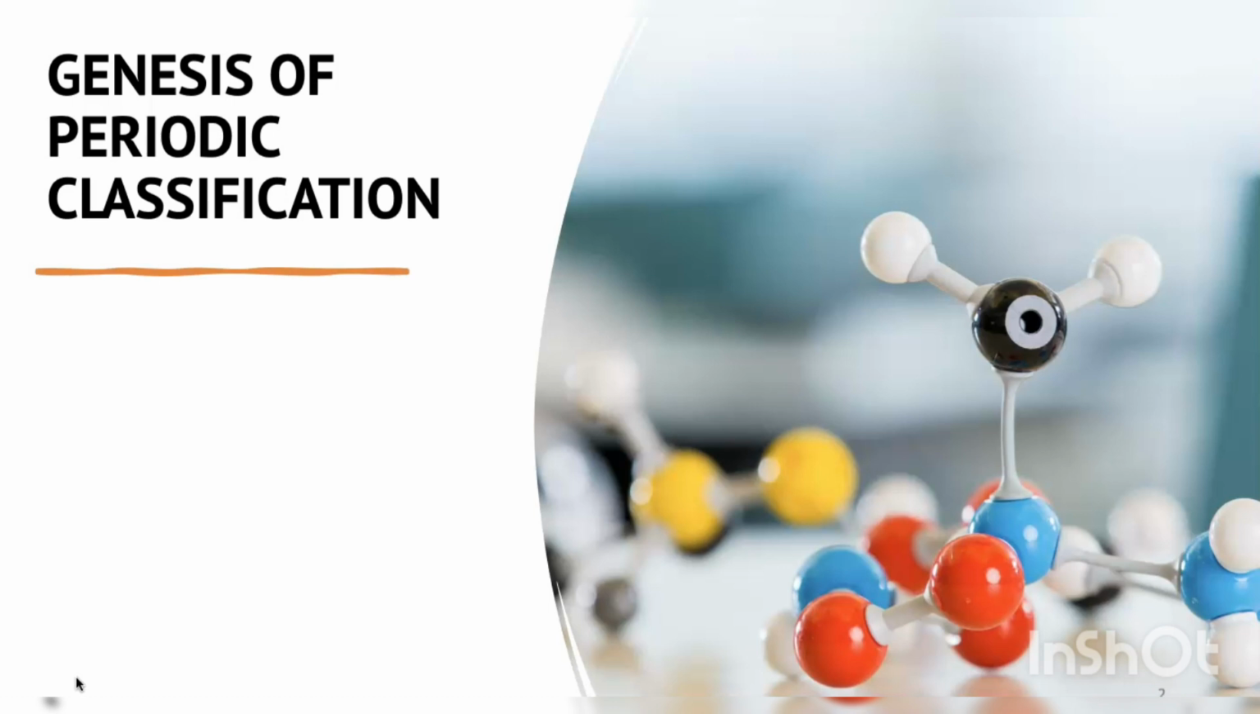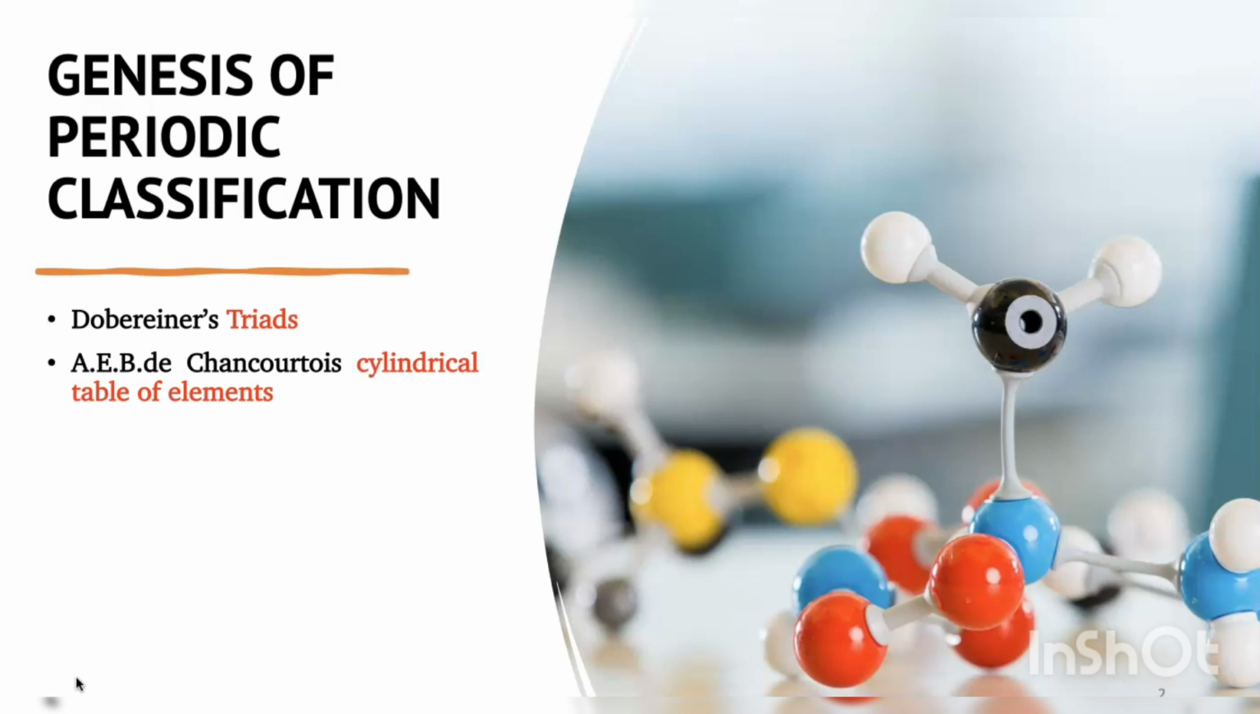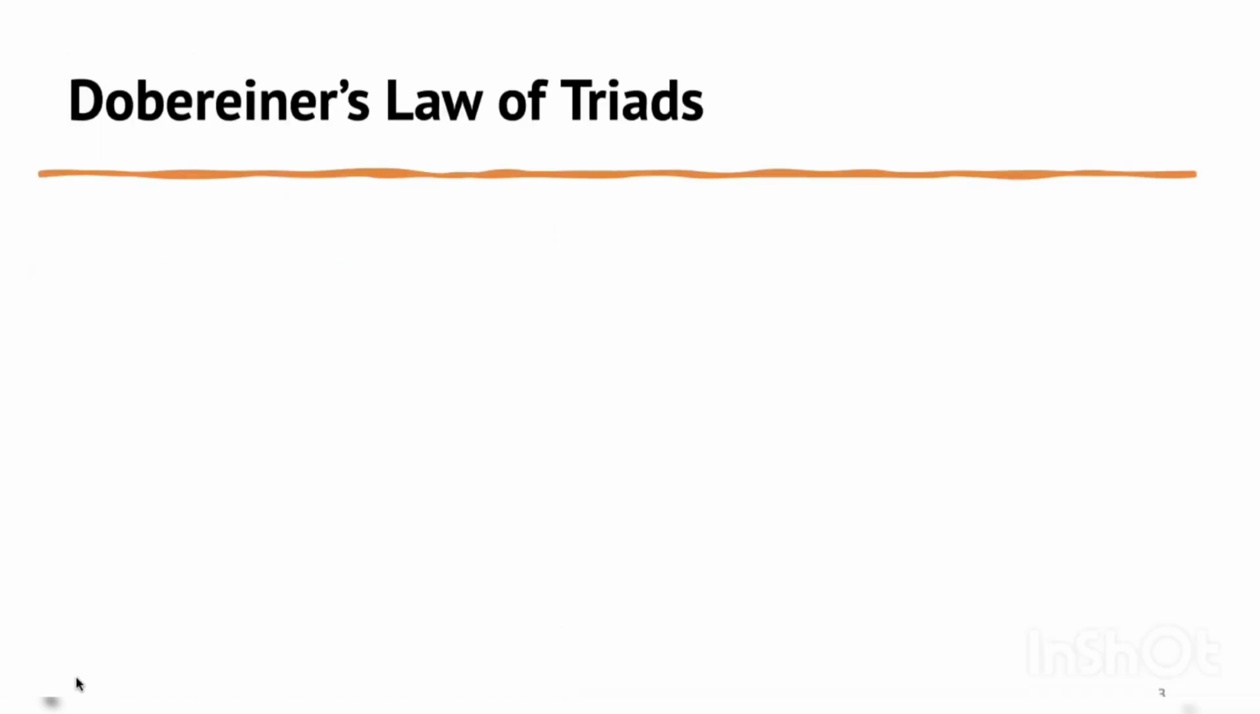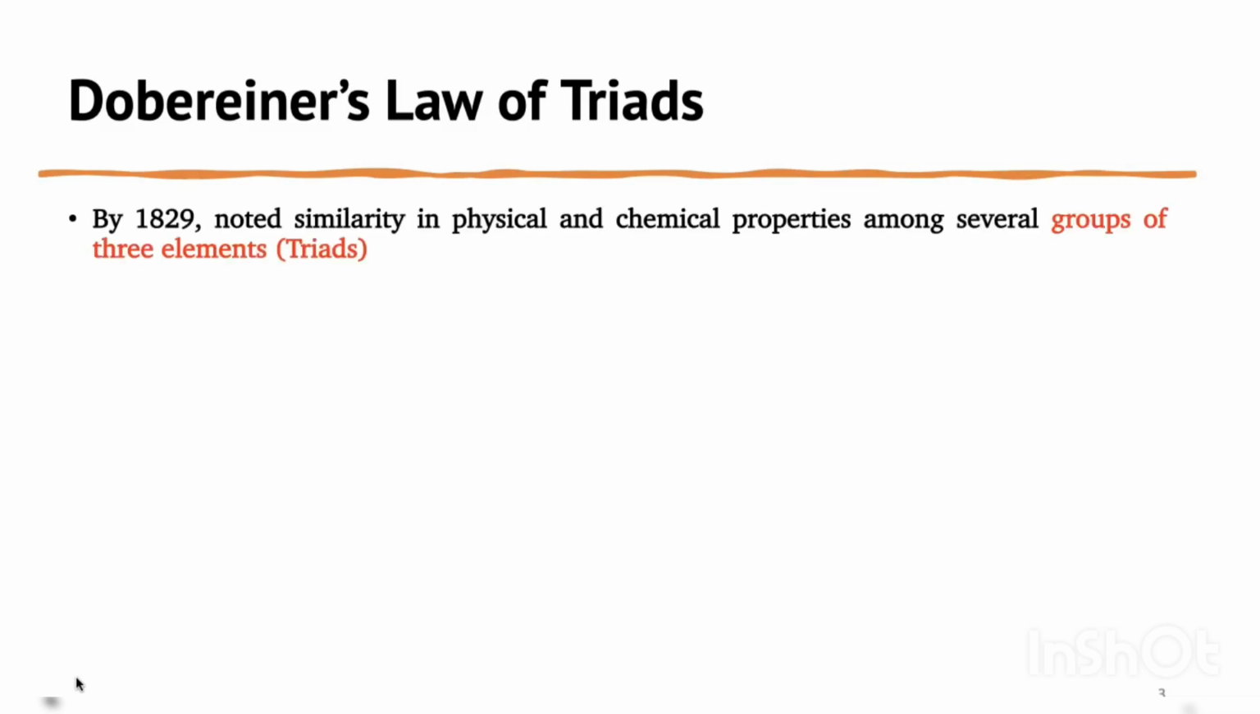So we will be discussing the different classifications of elements. First, Dobereiner's Triads, then Chancourtois' cylindrical table of elements, then Newlands' law of octaves, and finally Mendeleev's periodic table. So first, in this video, we will be discussing Dobereiner's law of triads.